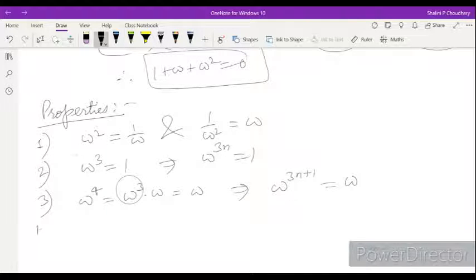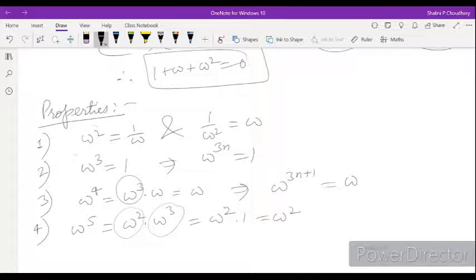Now next one is omega to the power 5, which is equal to omega square into omega cube. Omega cube is equal to 1, so this will be equal to omega square into 1, which is omega square. It means omega to the power 3n plus 2 will be equal to omega square.